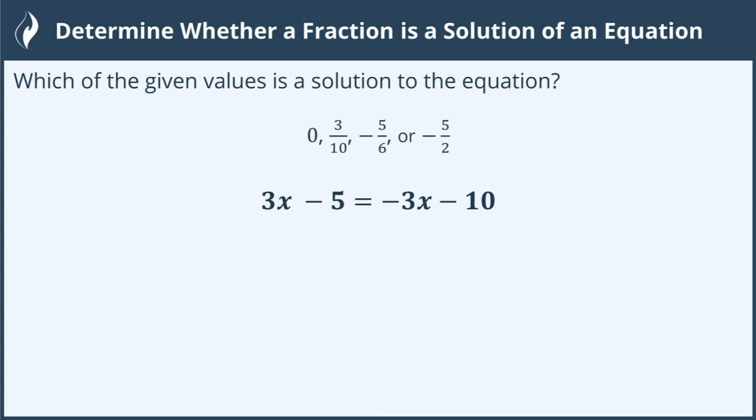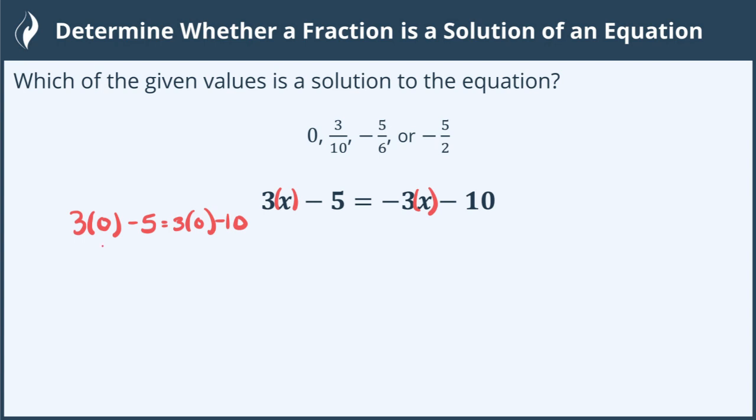Whenever we substitute something into an equation, don't forget we're going to use parentheses every single time we see a variable. So right here in this x, and again here. So as we substitute in the 0, we get 3 parenthesis 0 close parenthesis minus 5 equals negative 3 parentheses 0 minus 10. And you'll see very quickly here why 0 is my favorite.